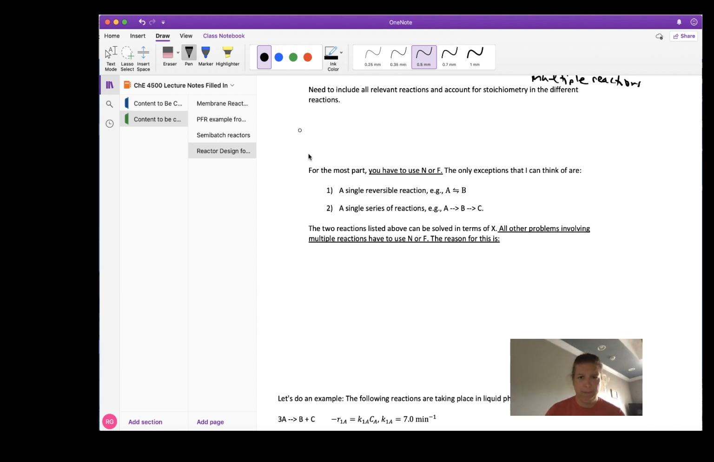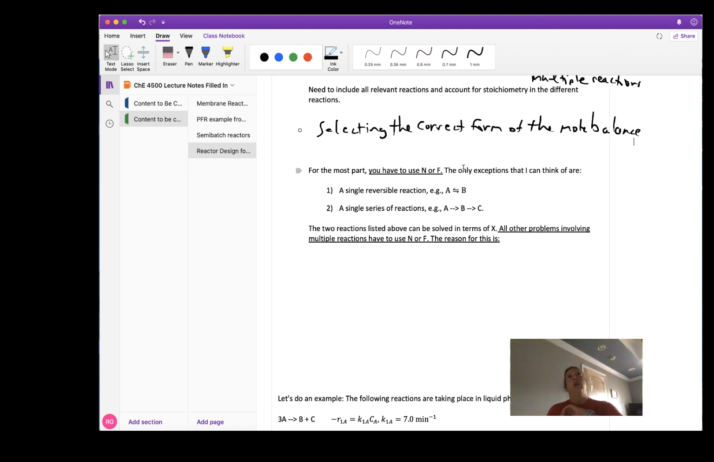The other piece is selecting the correct form of the mole balance. Before, when I have just one reaction, in many cases I have the choice whether I want to solve the mole balance in terms of X or N or F. When I am solving reactor design problems involving multiple reactions, for the most part, I have to use N or F. I can think of two exceptions to that rule.